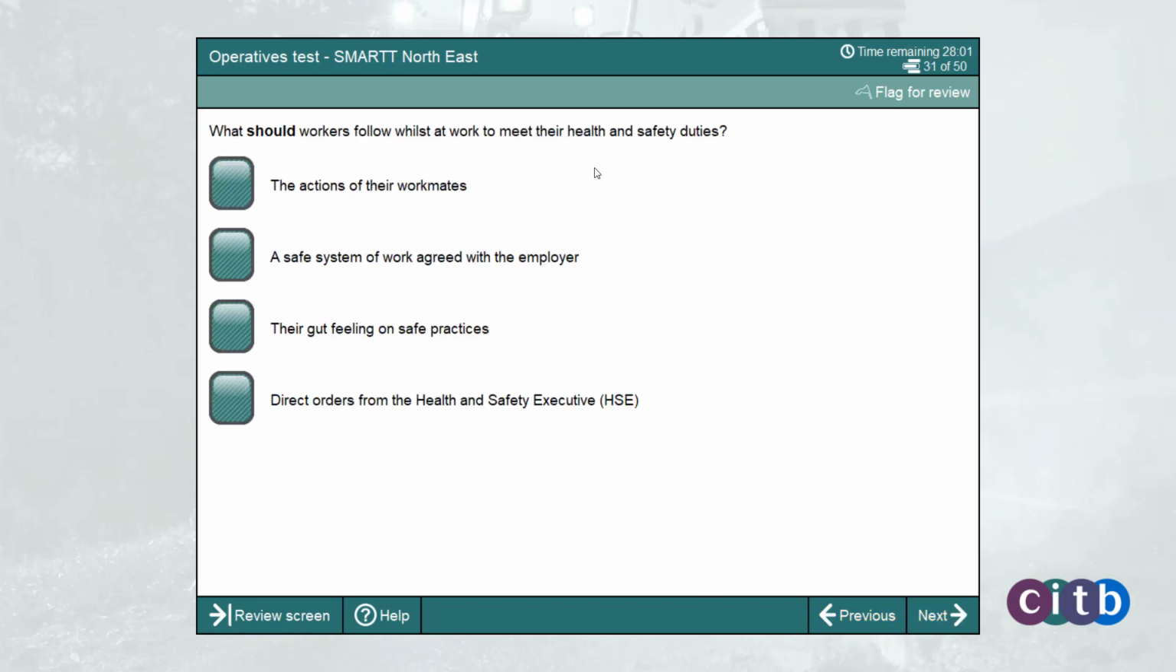What should workers follow whilst at work to meet their health and safety duties? The actions of their workmates. A safe system of work agreed with the employer. Their gut feeling on safe practices. Direct orders from the Health and Safety Executive, HSE.